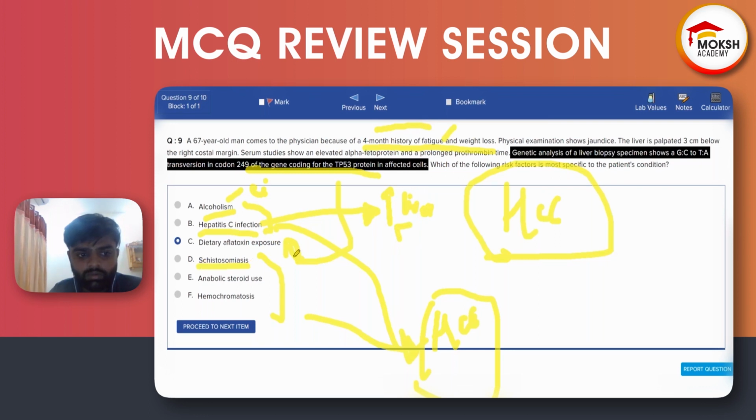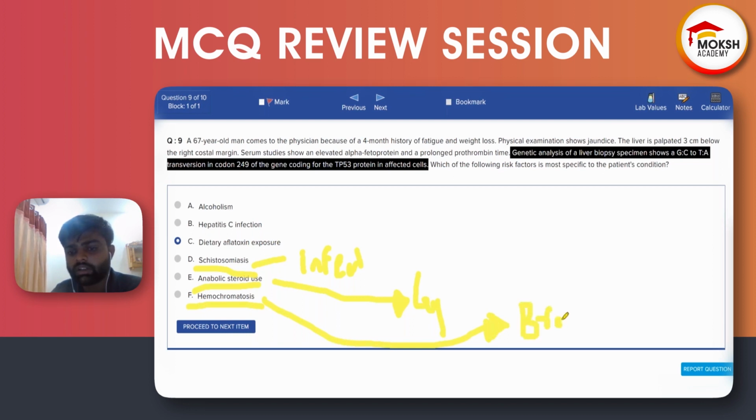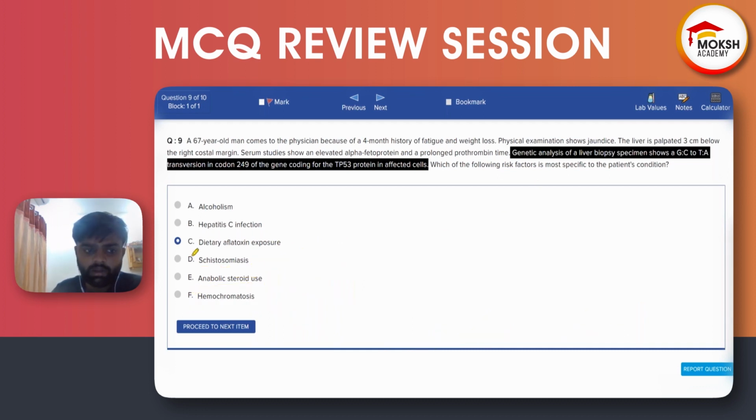transaminase. Schistosomiasis usually have some kind of infectious marker elevation. Anabolic steroid use usually have some gynecomastia or other symptoms. Hemochromatosis, they are most commonly present with bronze diabetes, like the skin will be bronze color and they will have diabetes mellitus. Okay, so all others have certain history, while dietary aflatoxins, which are actually derived from Aspergillus.